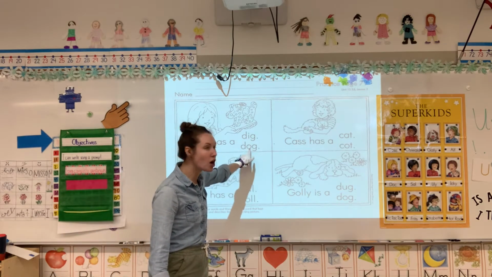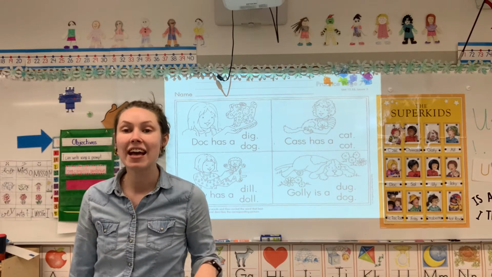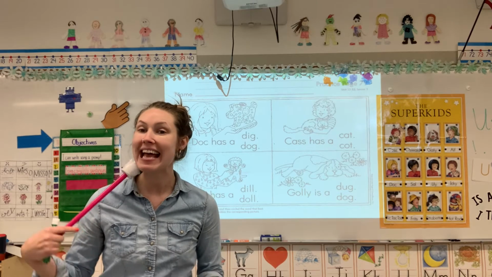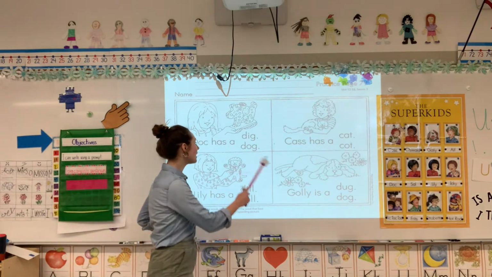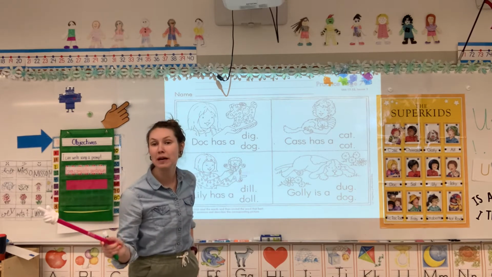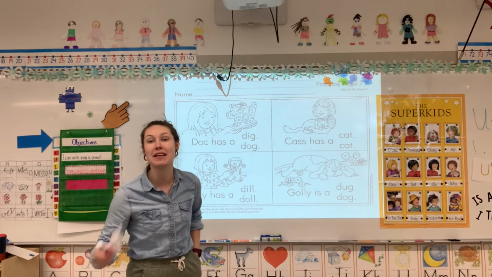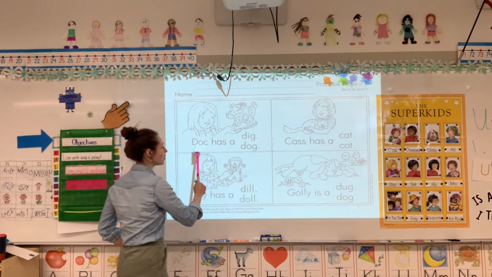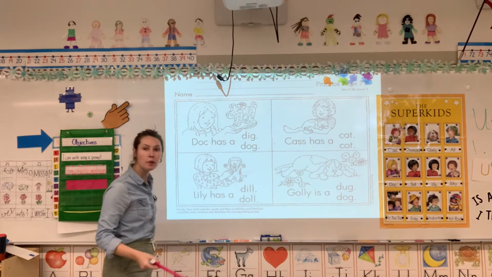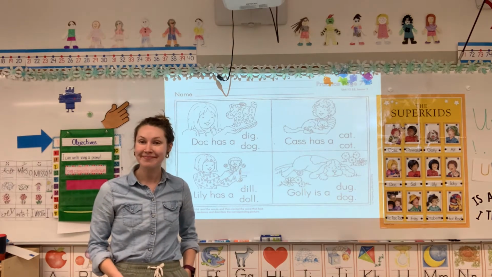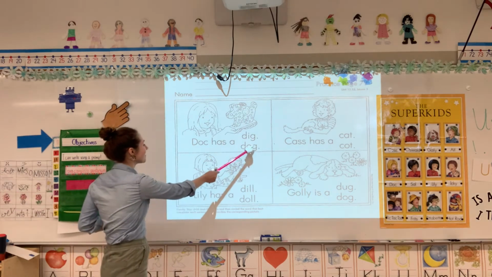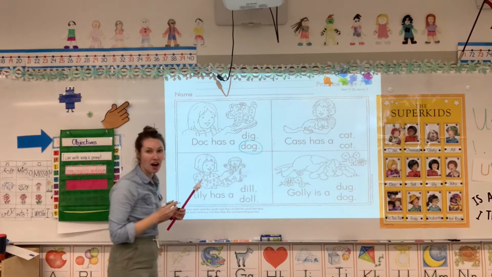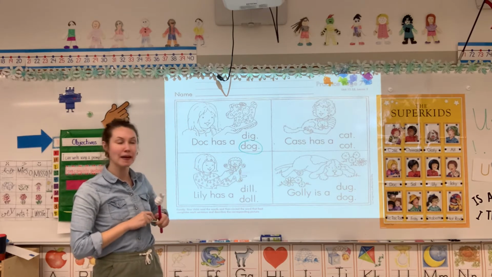But I and O are vowels because both of those sounds you're using your voice and you're just changing your mouth shape. So now let's sound out these words and figure out which one matches. The only difference between them is our vowel sound. Doc has a dig. Doc has a dog. Which one matches the picture? The dog! Doc has a dog. So that vowel letter O makes this word dog. Very good, everyone. Let's do our next picture.